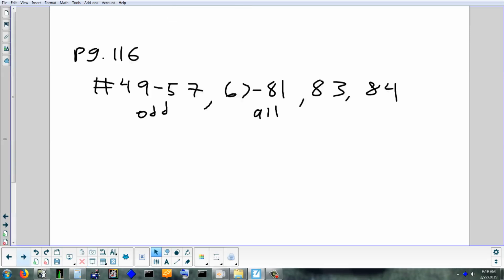All right, so that's the homework for tonight. Okay, tomorrow will be a review. We'll review everything that we've done this week for the test tomorrow. So 49 to 57, that's just the odds, and 67 to 81, that is all. And then 83 and 84.